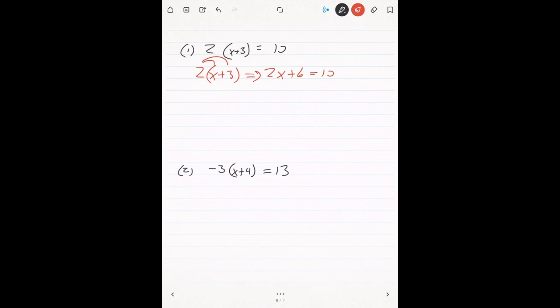All that I did was I took the outside number 2 and multiplied it to every single thing in the parentheses. So this is a very simple problem to solve. I'm just going to subtract 6 from both sides. 2x is equal to 4. And then let's divide 2 on both sides. So x is equal to 2. Go ahead and take a look at the second problem. Pause the video, give yourself a couple minutes to solve this one.